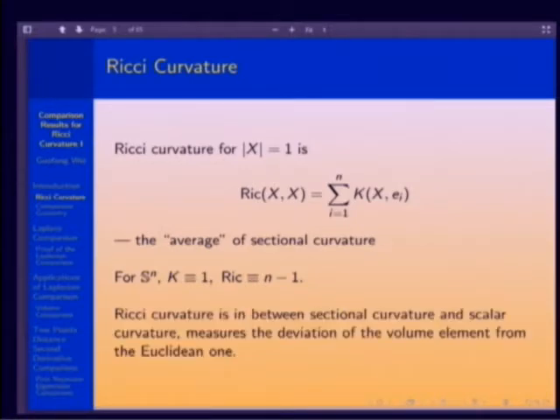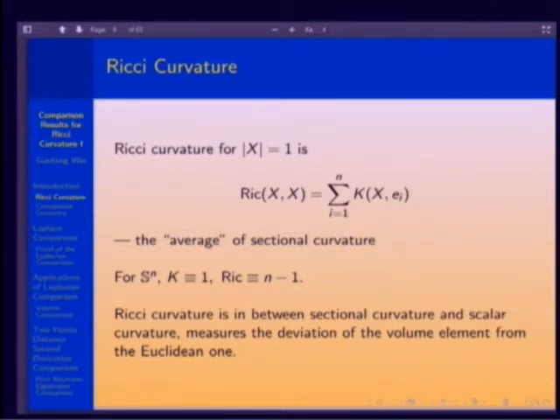Okay. And from the definition of Ricci curvature, you can take another average, and it will be the so-called scalar curvature. So Ricci curvature is in between sectional curvature and scalar curvature, right in the middle. The sectional curvature we saw controls the distance. The Ricci curvature measures the deviation of the so-called volume element. So it's more related to volume instead of distance, because we are taking some kind of average. If you take the volume element and take the Taylor expansion at the point, the first term is the same as Euclidean, and the second term is exactly the Ricci curvature. So the Ricci curvature really captures the volume element.